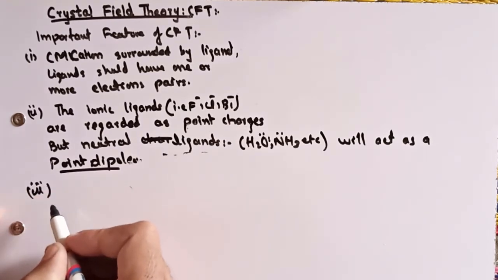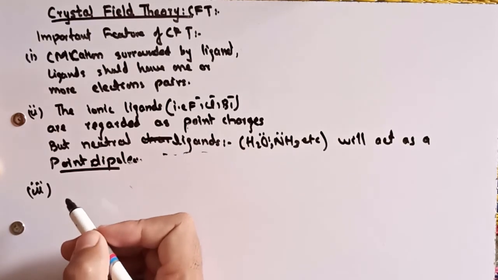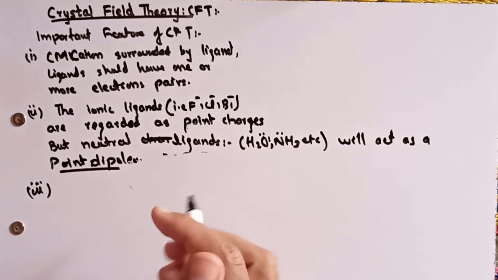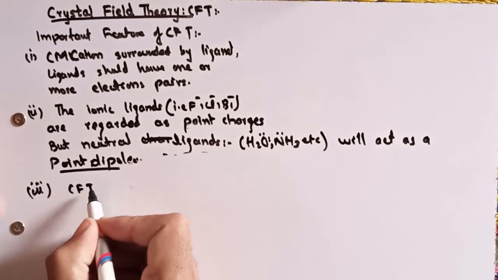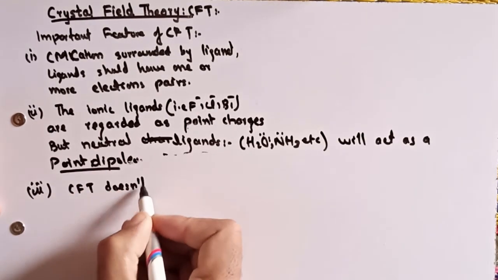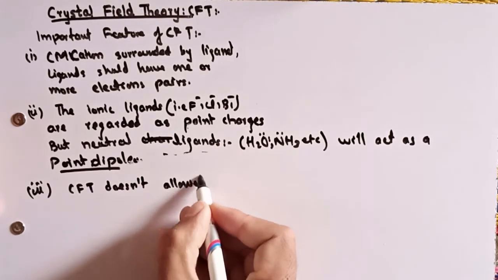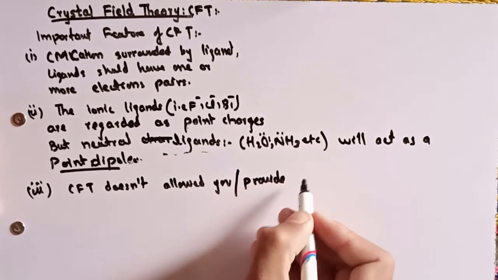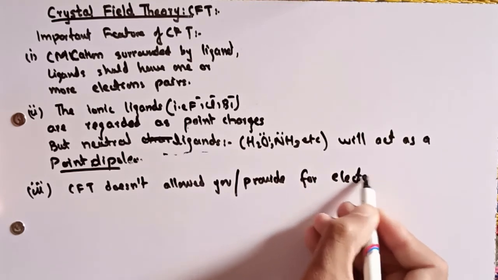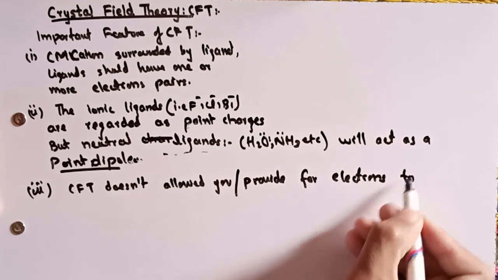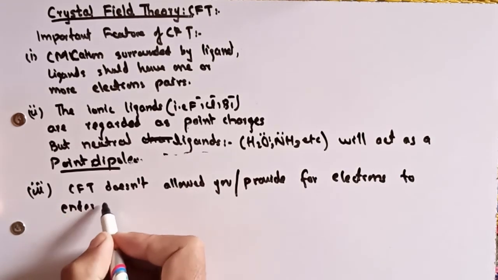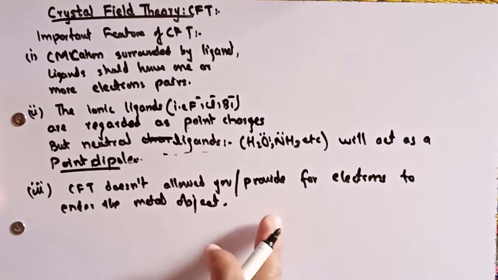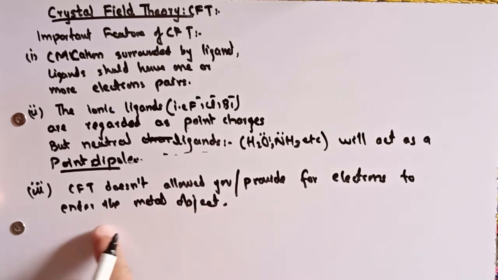The third assumption of this theory is that CFT doesn't provide for electrons to enter the metal orbitals. What is meant by this? CFT doesn't allow electrons to enter the metal orbitals.